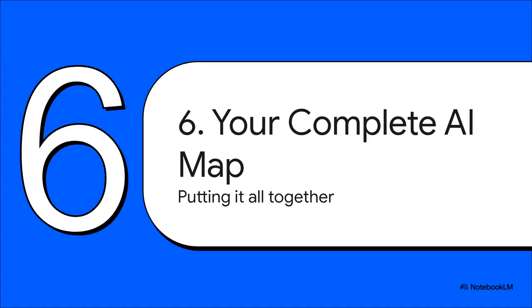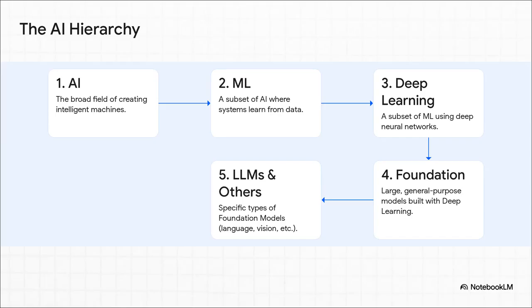Okay, now that we have all the pieces, let's zoom back out and put it all together into one clear picture. And here it is, our entire journey, laid out as a simple hierarchy. You start with the broad field of AI. Inside that, you have the approach of machine learning. A key technique within that is deep learning, which enables us to build these huge foundation models, of which LLMs are just one specific type. See how it all connects?